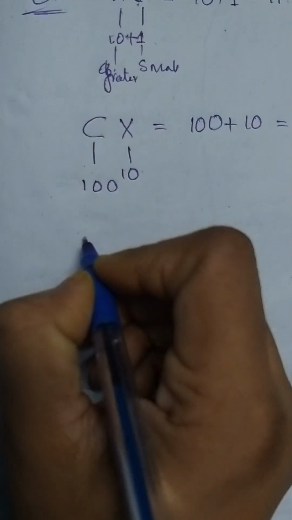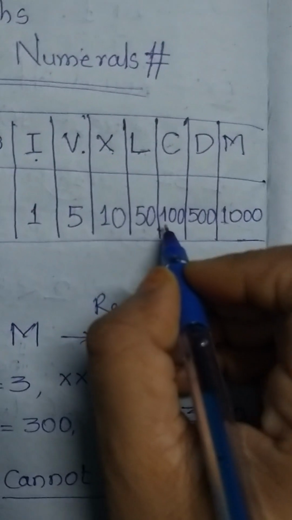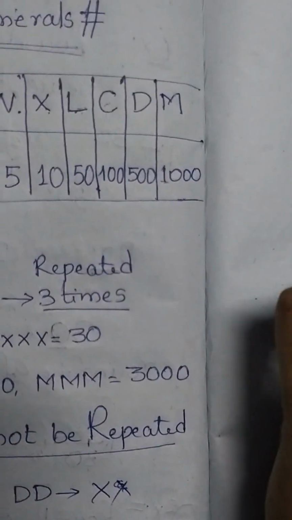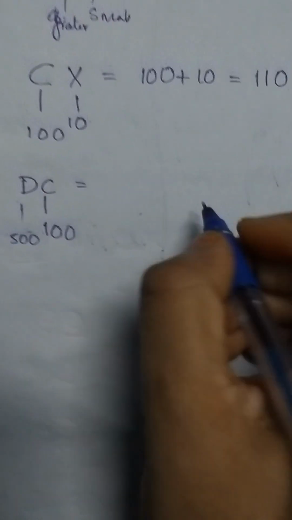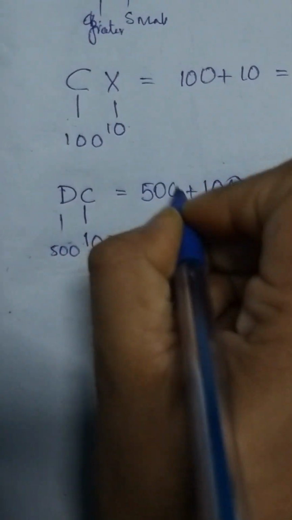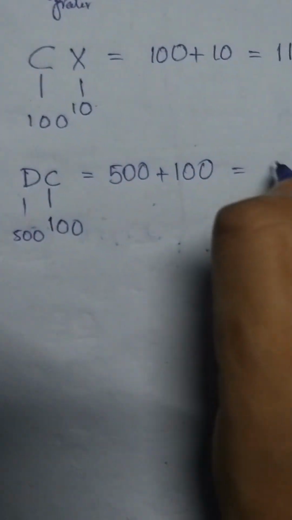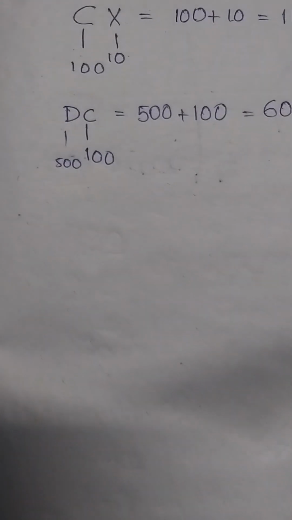Another example. DC. See here, children. C value in the chart is 100. And what is D? 500. So 100 is added to 500. So what will we get, children? 600. This is the Roman numerals conversion, children. That's all. Now in your exercise problems you can do so many problems, children.